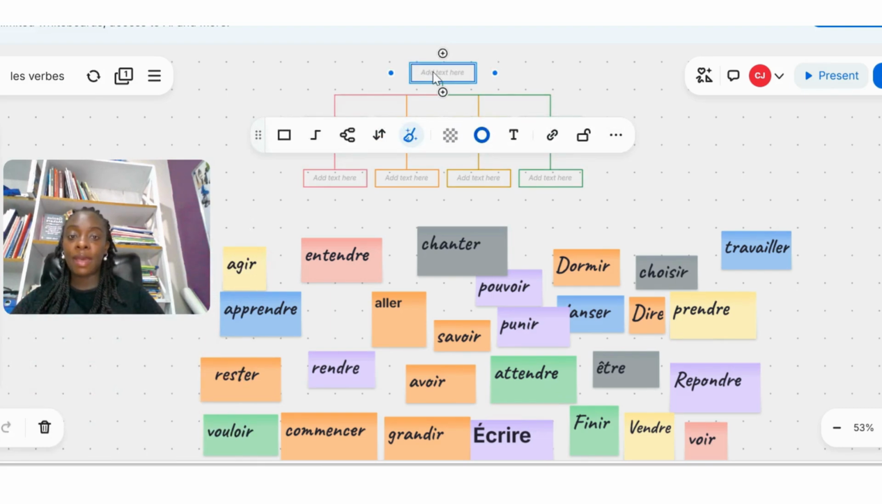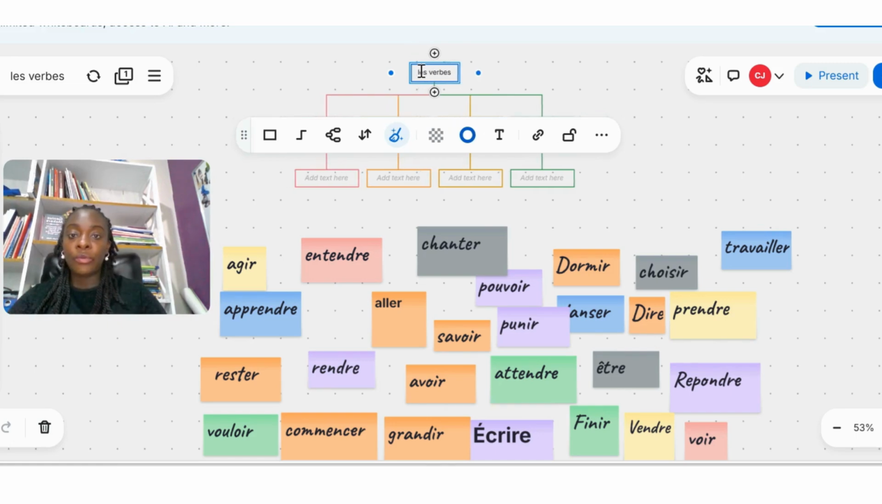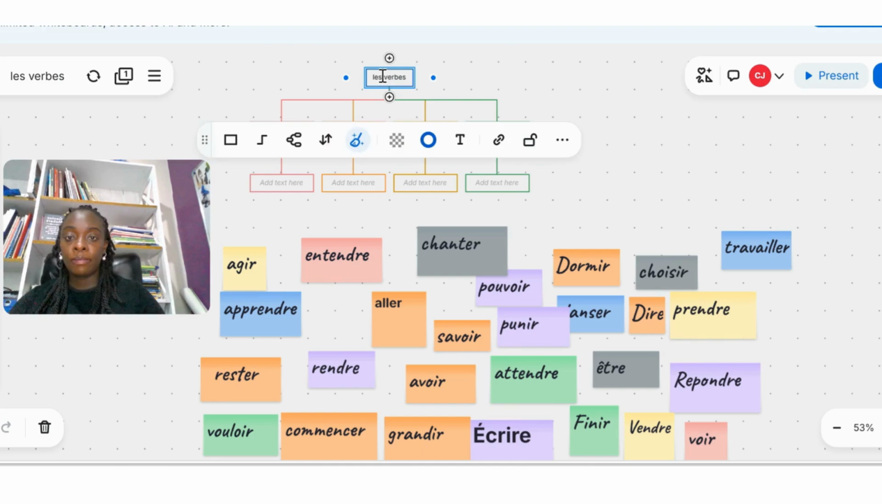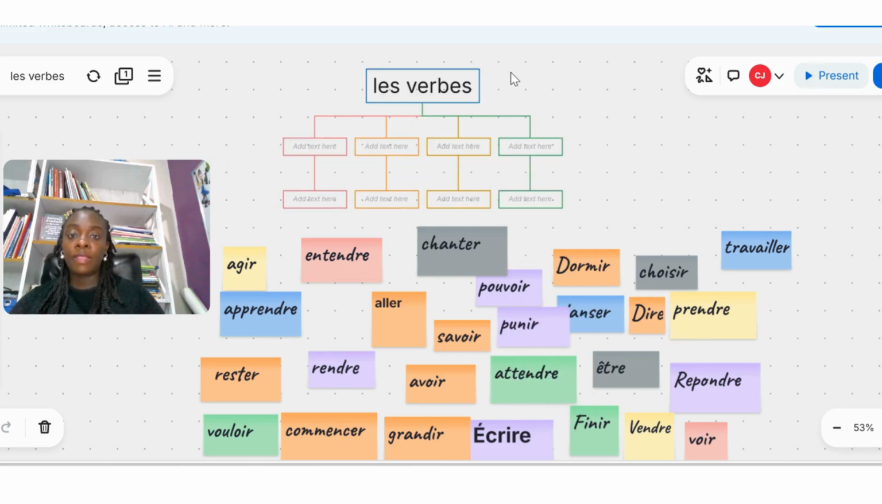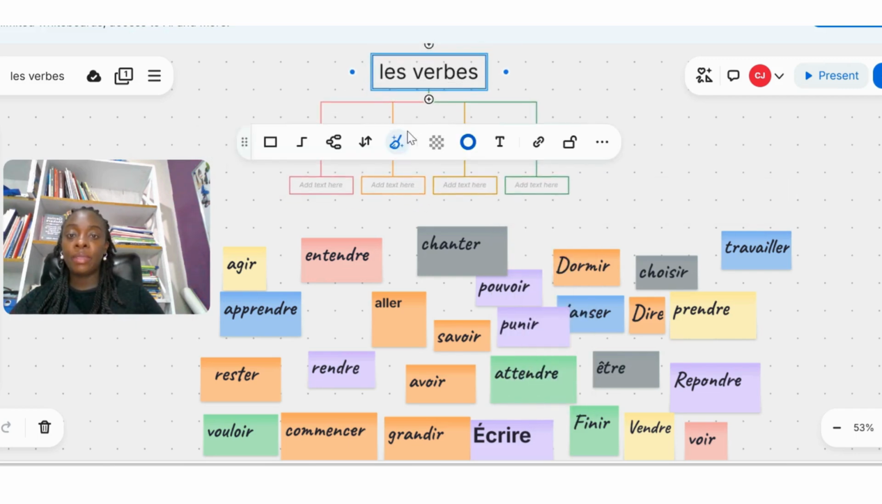There's my mind map. At the very top, I'm just going to write "les verbes", which basically means the verbs, and I'm going to make the font a little bit larger. There you go. Ce sont les verbes.